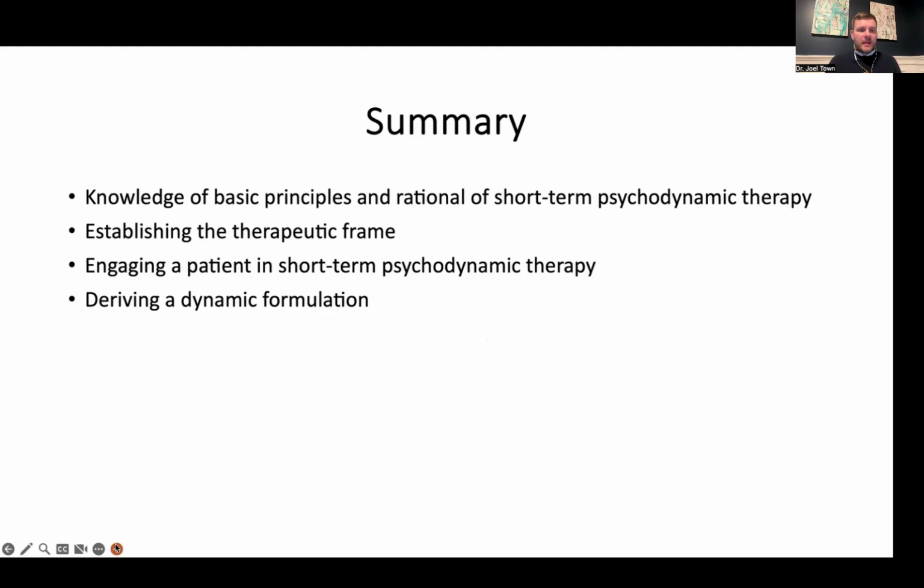Okay, so in this lecture here, the goal primarily was to begin to summarize a few key competencies to help orientate you towards the short-term psychodynamic psychotherapy frame. So we've looked at some key bits of knowledge and basic principles around the STPP frame, how you can start to establish a therapeutic frame, engaging a patient in short-term psychodynamic therapy using specific techniques, and how you can start to derive a formulation to begin to organize what the treatment's going to look like and where we're going to focus in treatment.